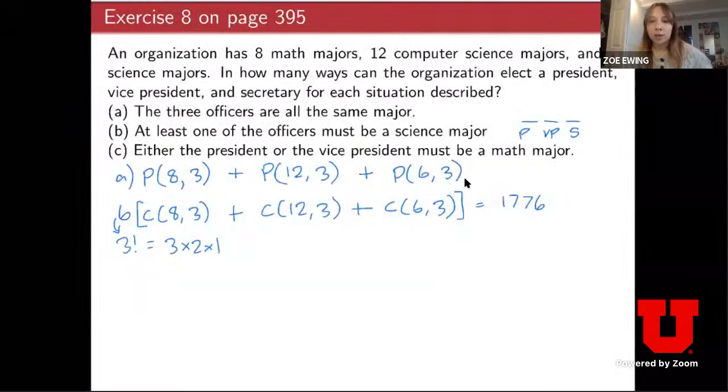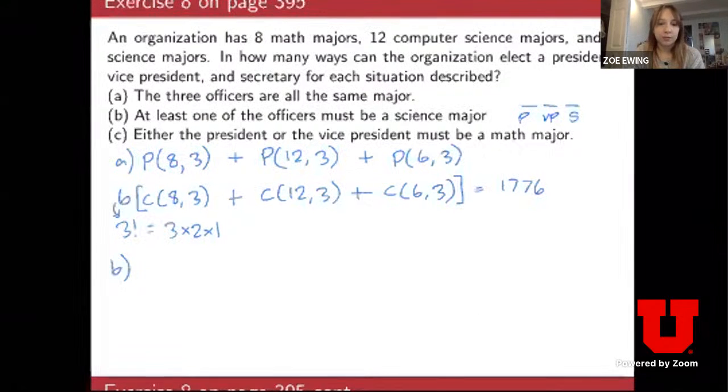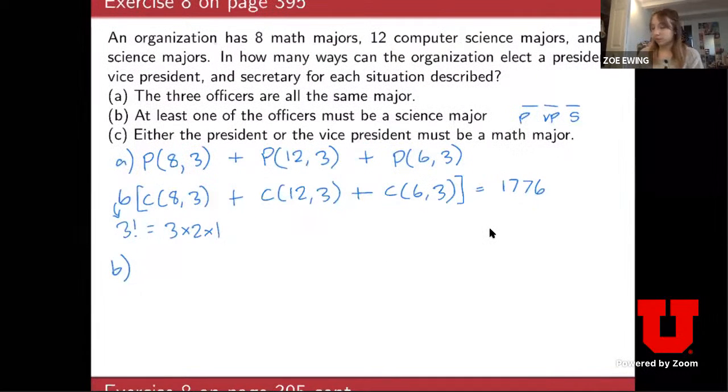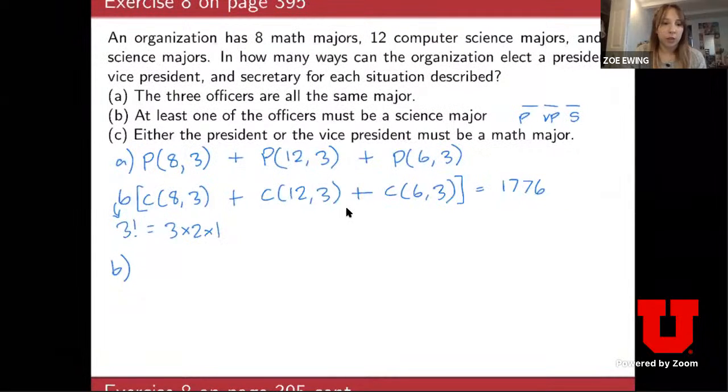Okay. So next, let's do part B. At least one of the officers must be a science major. And let's solve this one just with permutations, and then we'll do C just with combinations so that we don't take too much time on these. Okay, so if we solve part B with permutations, what are we going to do here? What do we start with?